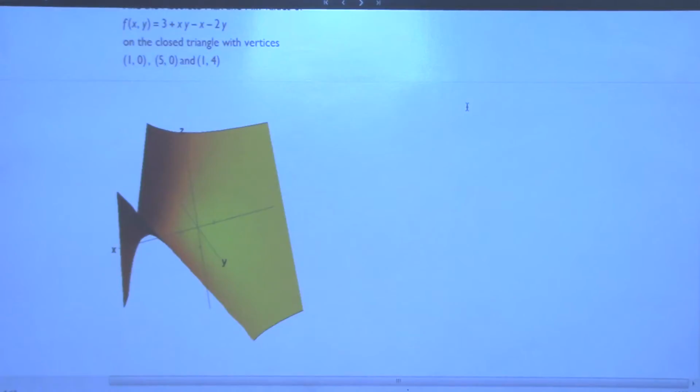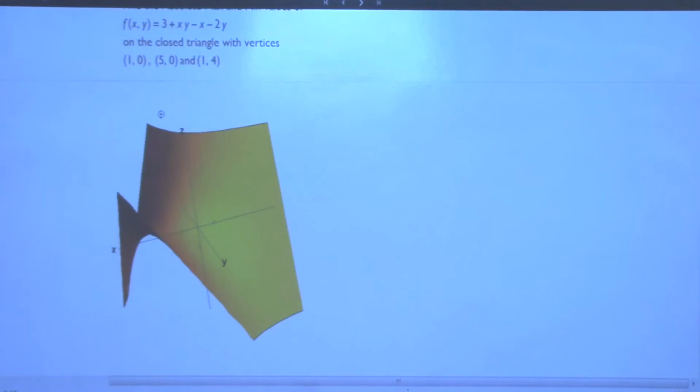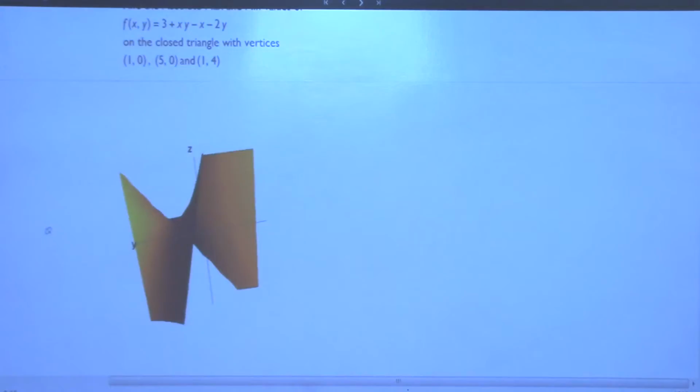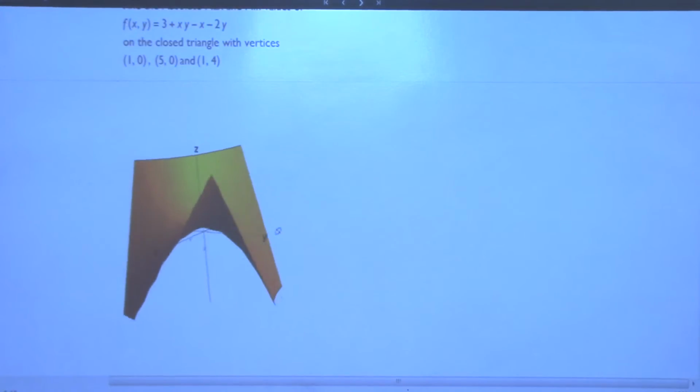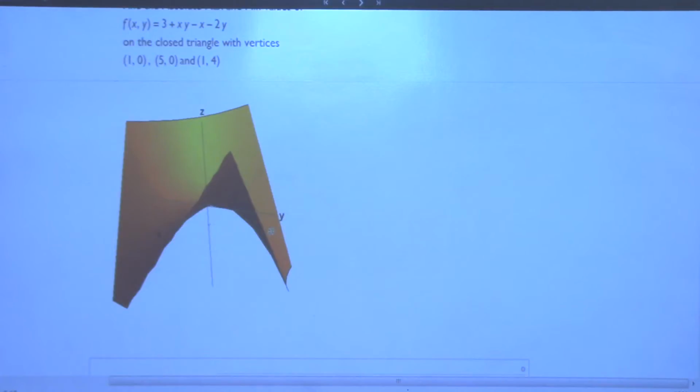All right, so let's see if we can handle this. We have a function given to us, f of x, y equals 3 plus xy minus x minus 2y. We want to find the absolute max and minimum values of this function on the closed triangle with these vertices. Okay, so first let's just take a look at this function. This is the function if I do not restrict its domain.